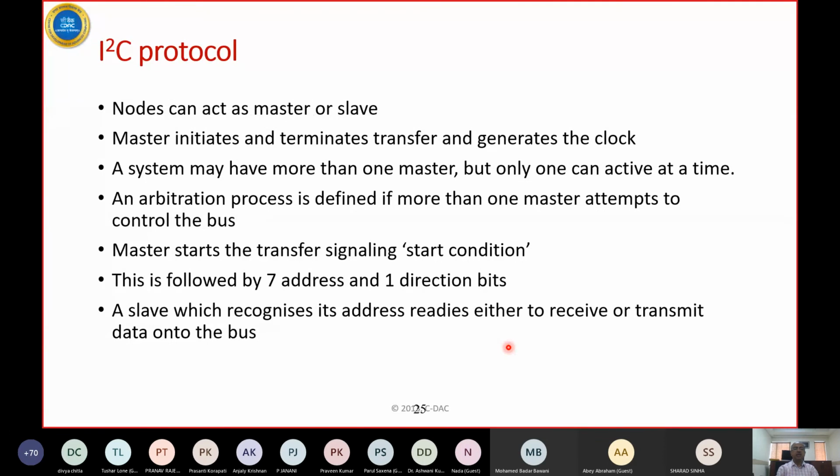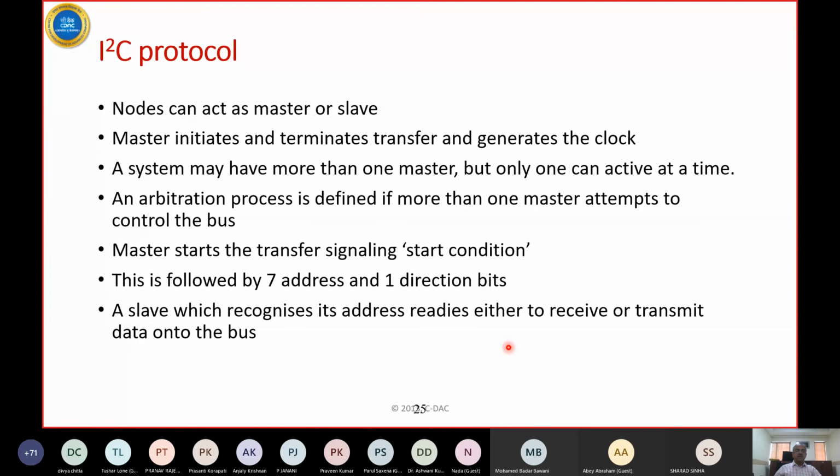It also generates the clock. A system can have more than one master as I showed in the previous slide, but only one can be active at a time, meaning one would be participating in a transmission. Obviously, the transmission is directed towards one of the slaves. It also has an arbitration process, which for paucity of time I will not describe, but just remember that if two masters start driving at the same time, one of them shuts off and the first one continues.